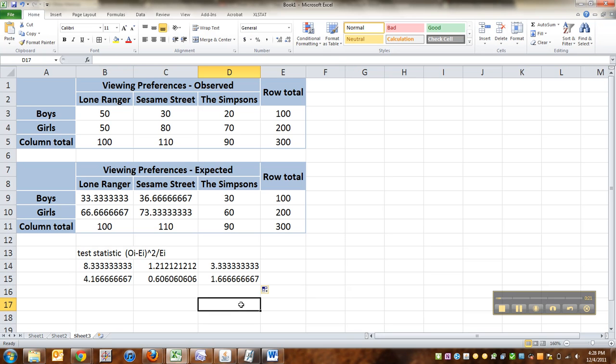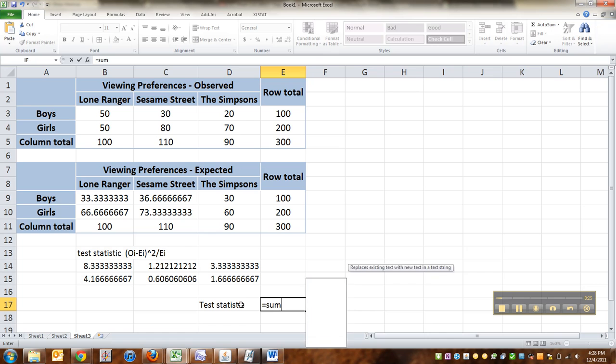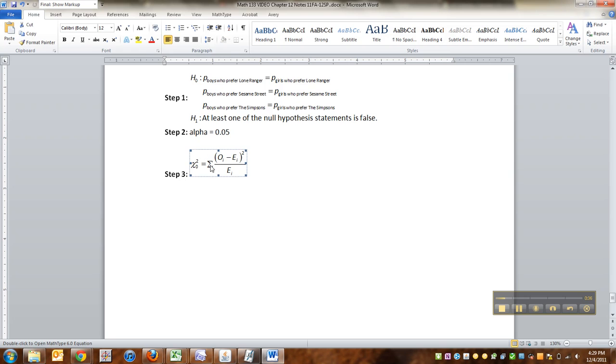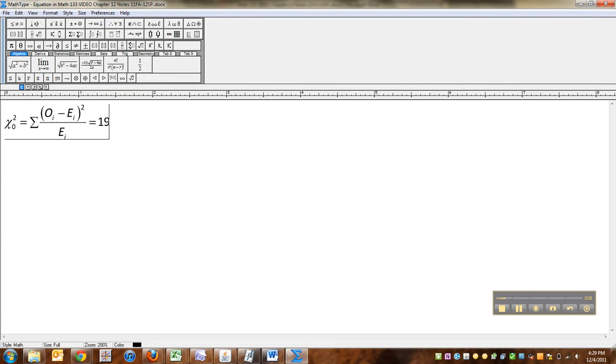Now I haven't found this test statistic yet. The test statistic would be equal to the sum of all of that stuff. So you take the sum of all of those values. There's your test statistic right there, 19.318. So let me go back here to my test. I can just say it's 19.318. I'm not going to bother writing up all that stuff.